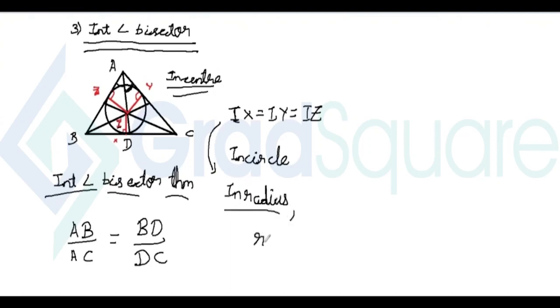The inradius of a triangle is generally denoted by small r. And the formula for finding out the value of small r is delta by s, where delta is the triangle's area, and s is the triangle's semi-perimeter.